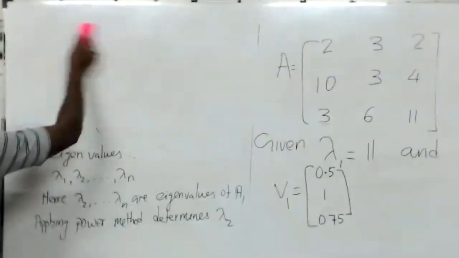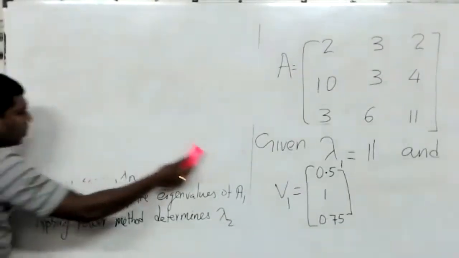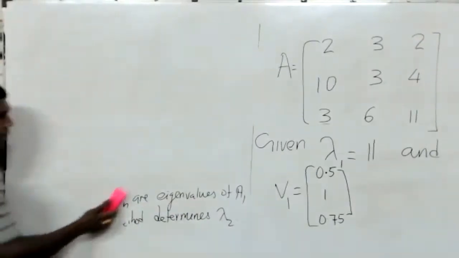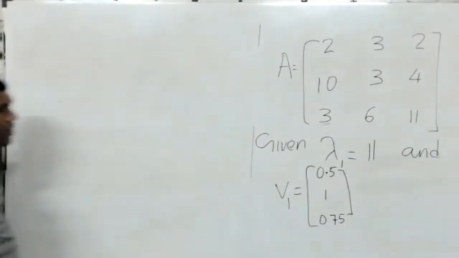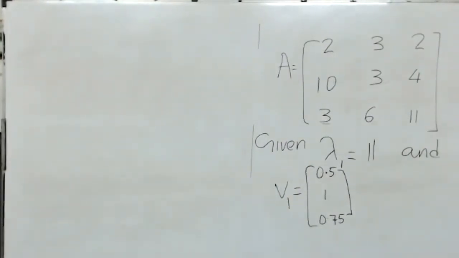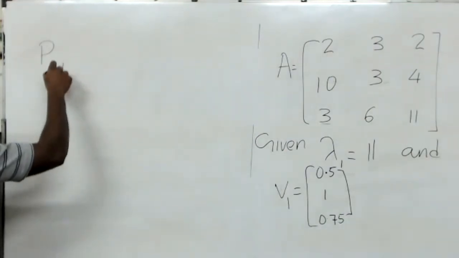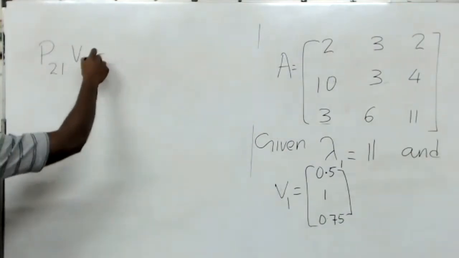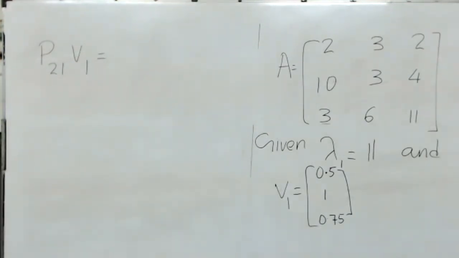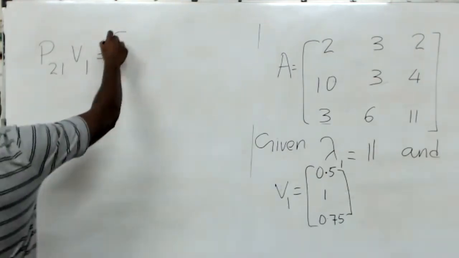Then we have to apply the deflation process. The first step is to compute the matrix R1 such that R1 times V1 is equal to some K times this. What I am going to do is use the elementary permutation matrix P21, which we studied in the very first section. As you all know, when I multiply by P21, I get the rows interchanged.